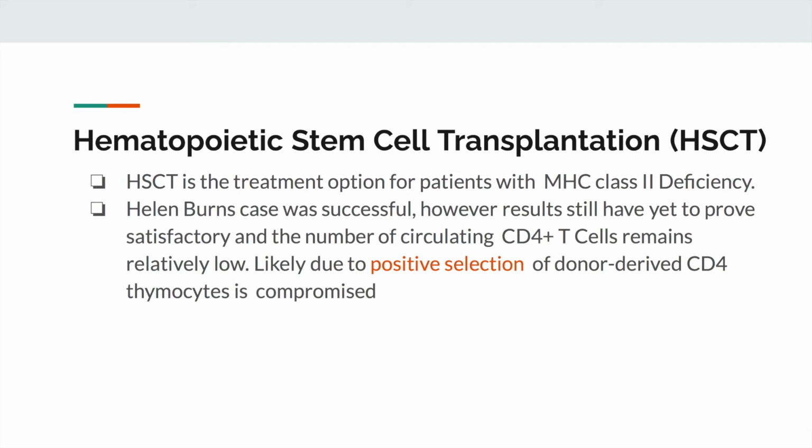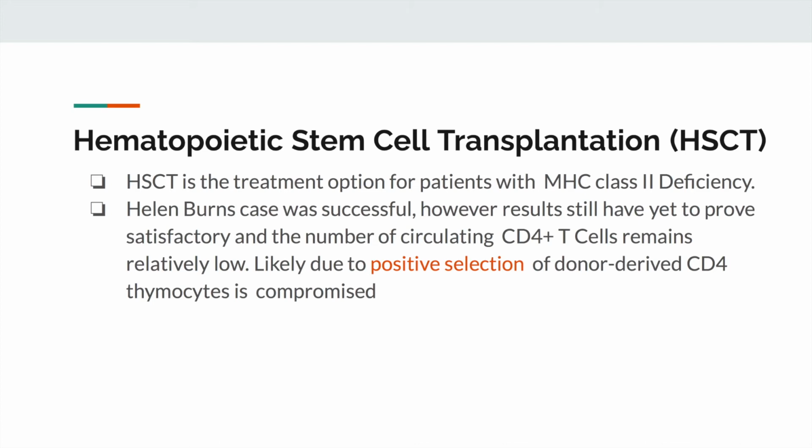Even with an HLA identical donor, the results can be inaccurate, represented when CD4 T cells circulating still remain low. And this is thought to be caused by positive selection of donor-derived CD4 lymphocytes being compromised, owing to a lack of MHC2 molecules on the surface of a patient's thymic epithelial cells. Because of this, the search for a cause was built, but it also exposed more unknown variables.